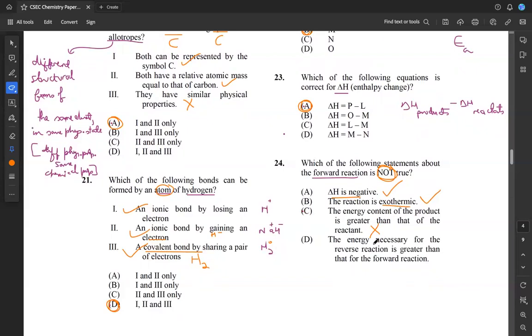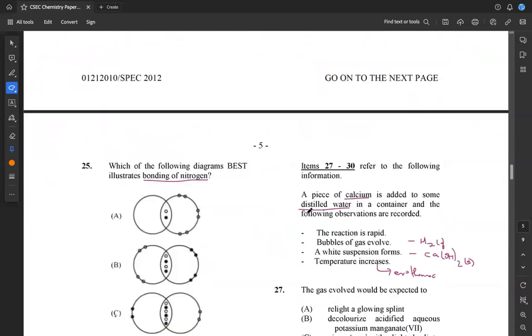The energy necessary for the reverse reaction is greater than the forward reaction. That's true. So the answer here, what's not true, is C. C is not true, right? Because we have an exothermic reaction. So C is not true, and so 24 is C. Okay? So moving along to question 25 now.